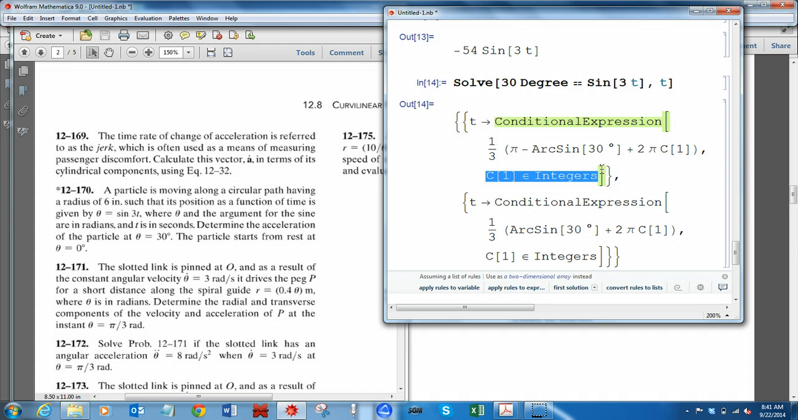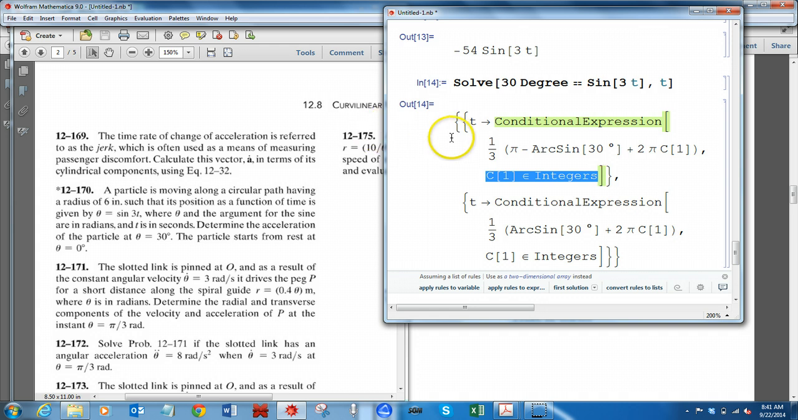And how does it do it? It says, here's the answer, plus 2 pi times a number, where this is any integer. 2 pi times 0, 2 pi times 1, 2 pi times 2. So what it's telling you is, this is the answer, inverse sine of 30, plus 360, plus 360, plus 360. It looks horrible, but what's the real answer that you're looking for?